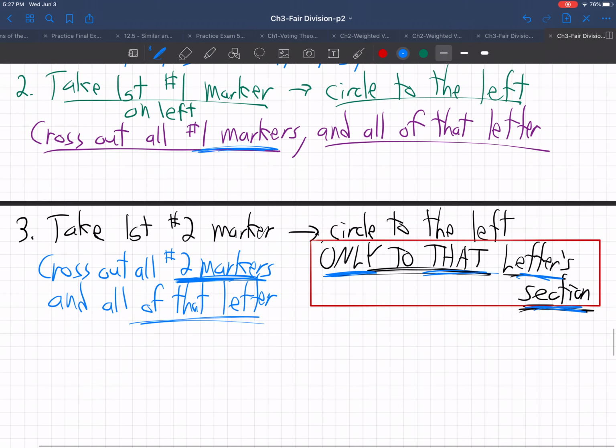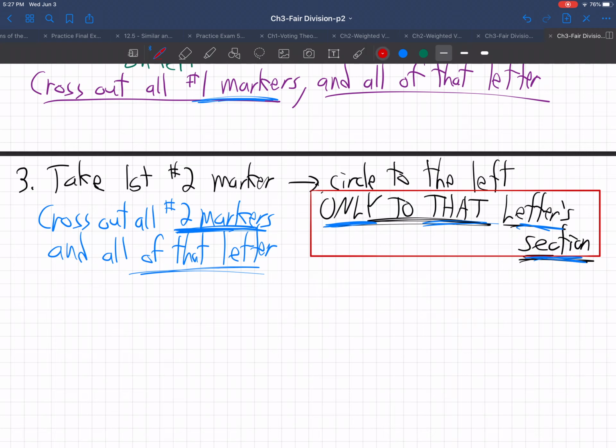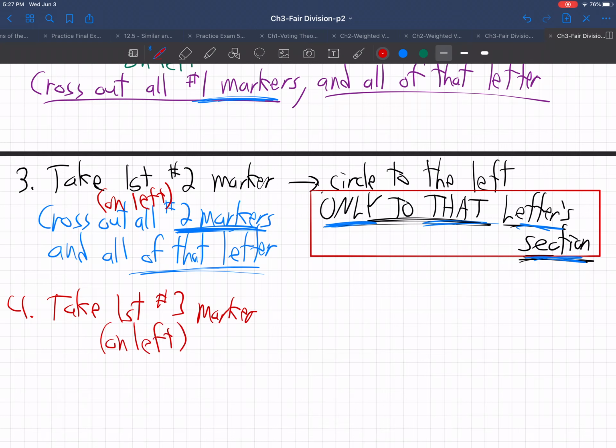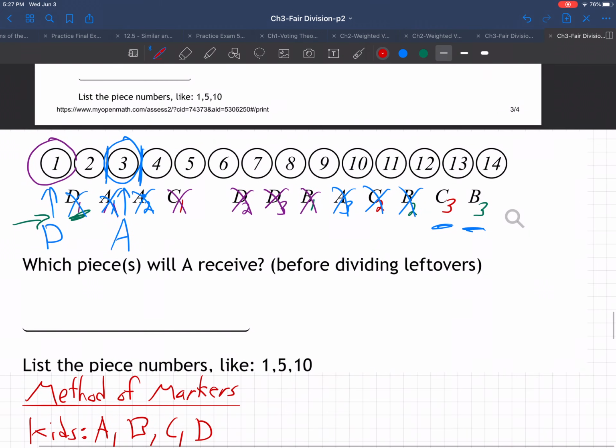All right. Next step, pretty much the same. Take the first number 3 marker, and whenever we say first, we mean on the left. The first number 3 marker on the left. And I'll just draw an arrow there. Same thing. Circle to the left, only to that letter section. So what's the first number 3 marker? Right here, C3. So I'm going to circle to the left.